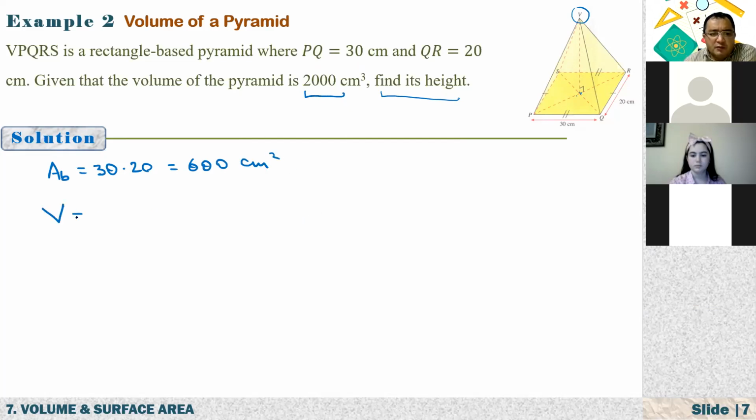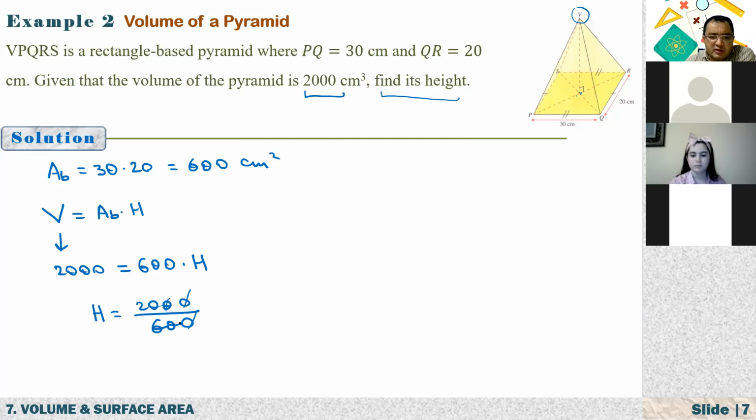And how about the volume? Volume equals base area times height. Volume is given in the question, that's equal to 2000 centimeters cubed. And make sure that the units are the same. Base area we have just calculated, that's equal to 600. And height, let's say it is capital H. Now, if you solve this for H, H is equal to 2000 over 600.